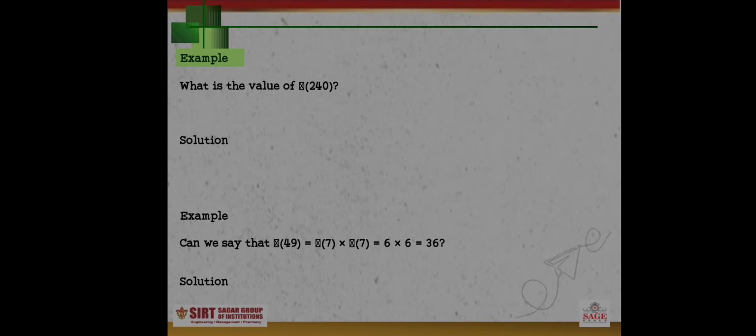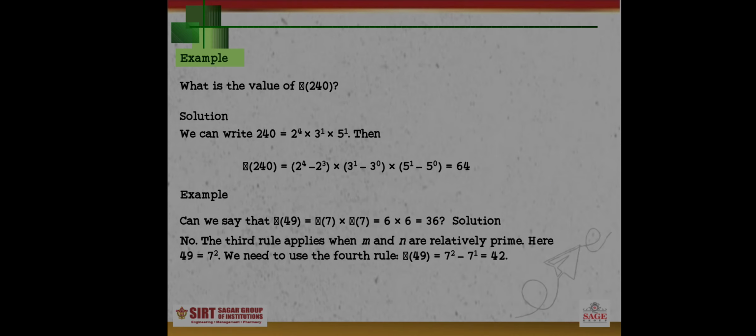What is the value of phi 240? We can first of all prime factorize this number. Once we prime factorize it, we get 2 to the power 4 into 3 to the power 1 into 5 to the power 1. Now the fourth formula, p to the power e, comes into existence, where for 2 to the power 4, phi is p to the power e minus p to the power e minus 1. We apply the same formula to each and every prime factor, and we get 64.